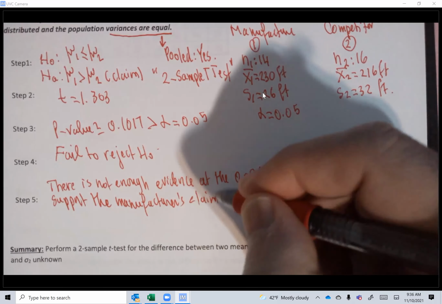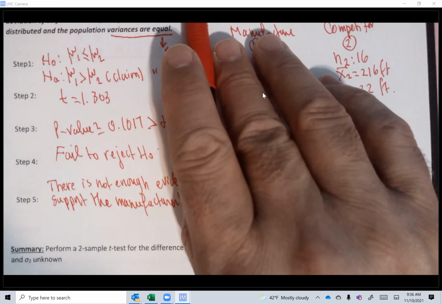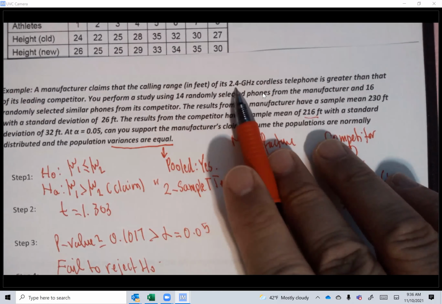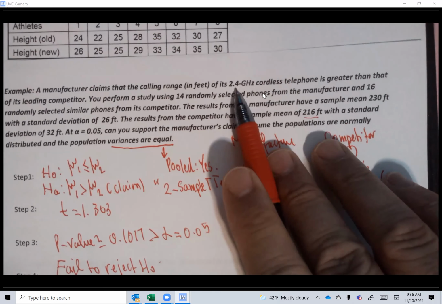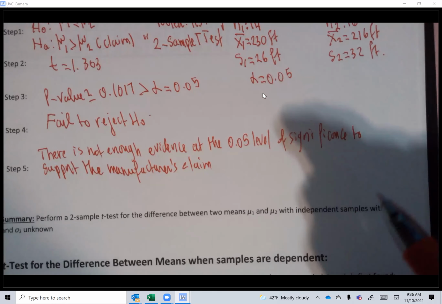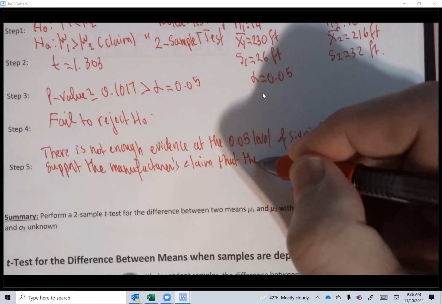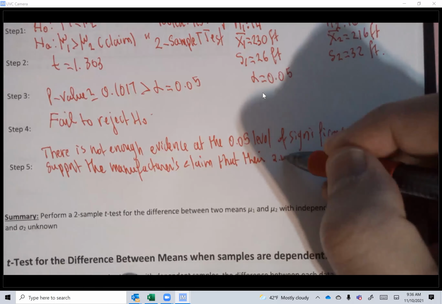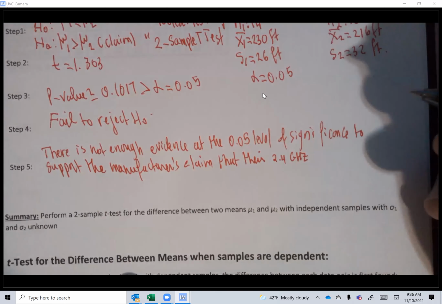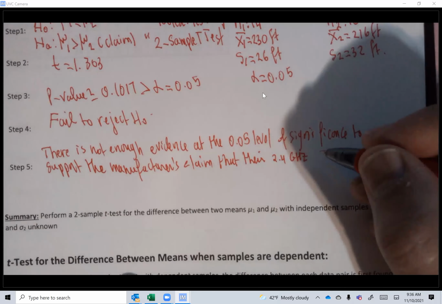And usually the claim, you know, it's right here. That the call range of its 2.4 gigahertz cordless telephone is greater than that of its leading competitor. Now there is 5.8, and nobody uses cordless phones anymore. So that's an old exercise. I might remove it next semester.